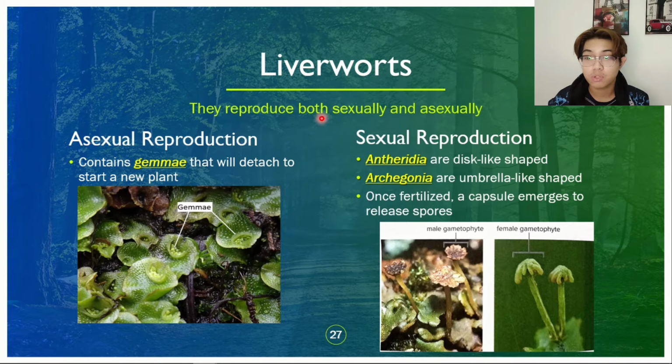Liverworts can reproduce both sexually and asexually. For asexual reproduction, they have something called gemma cups that will detach from the liverwort and start a new plant. For sexual reproduction, they have both antheridia to produce sperm and archegonia to produce eggs.